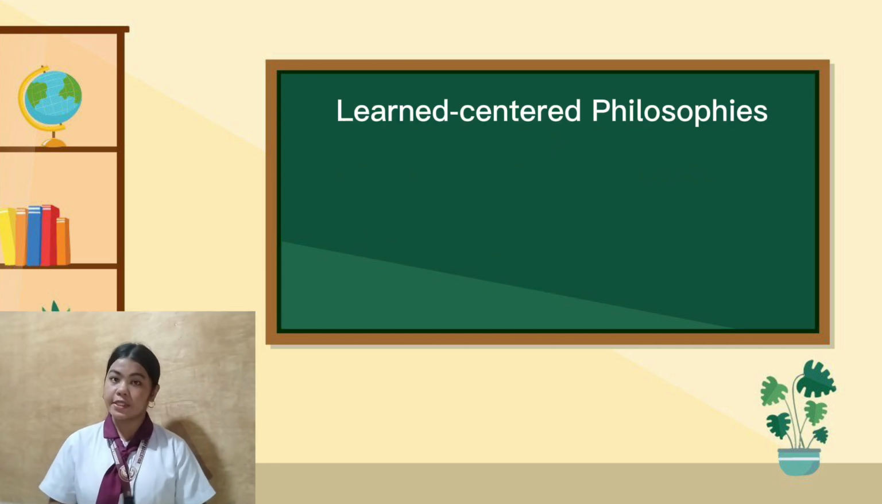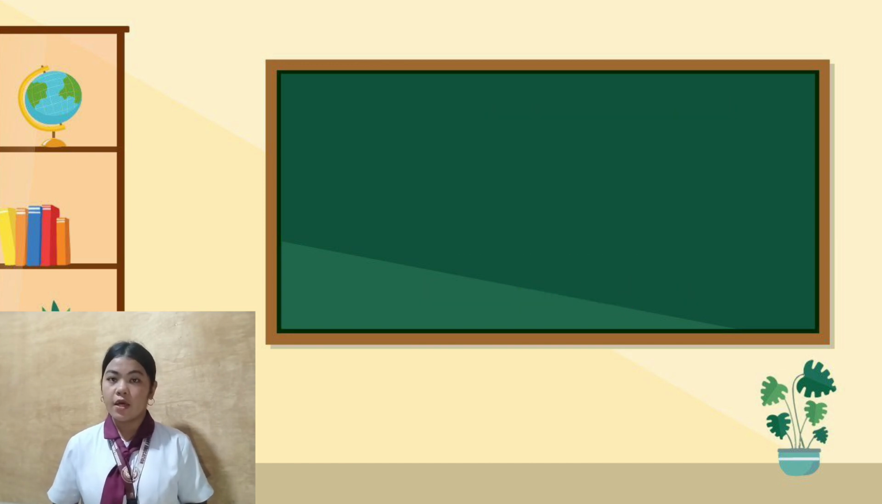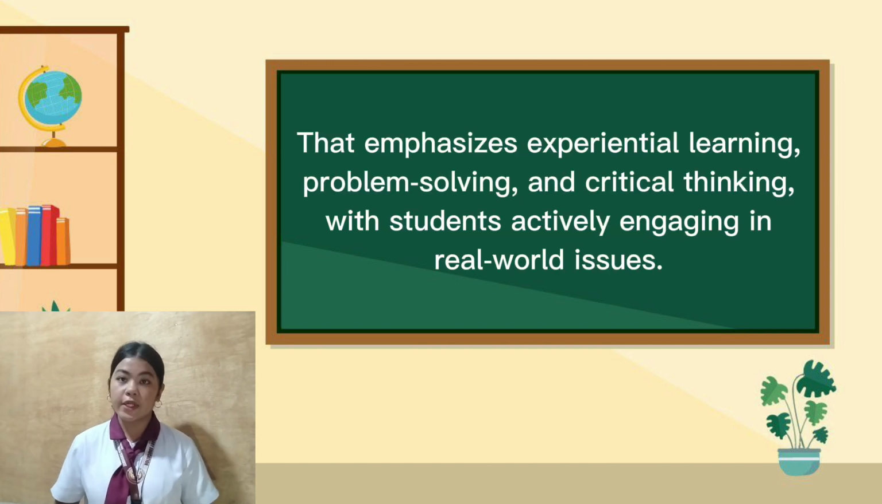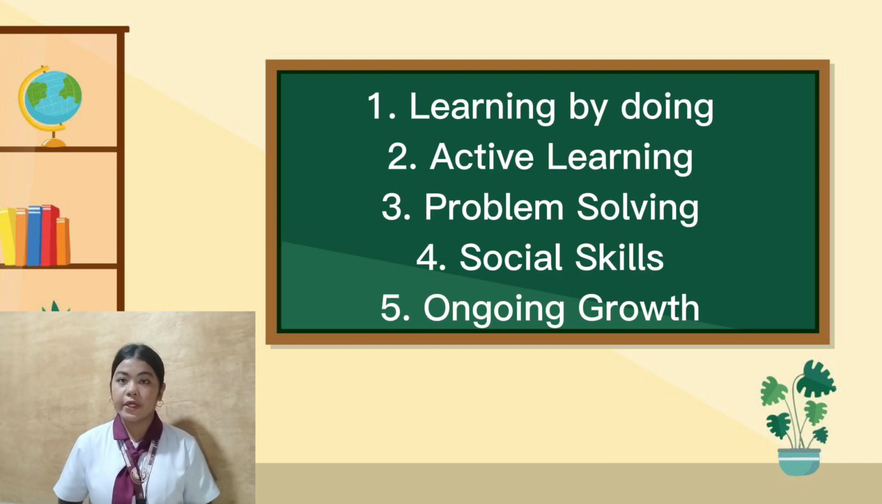Now, in learner-centered philosophies, we have progressivism, humanism, and constructivism. Progressivism is a learner-centered educational philosophy that focuses on students' interests and needs. It emphasizes experiential learning, problem solving, and social skills. And these are the key ideas of progressivism: learning by doing, active learning, problem solving, social skills, and ongoing growth.